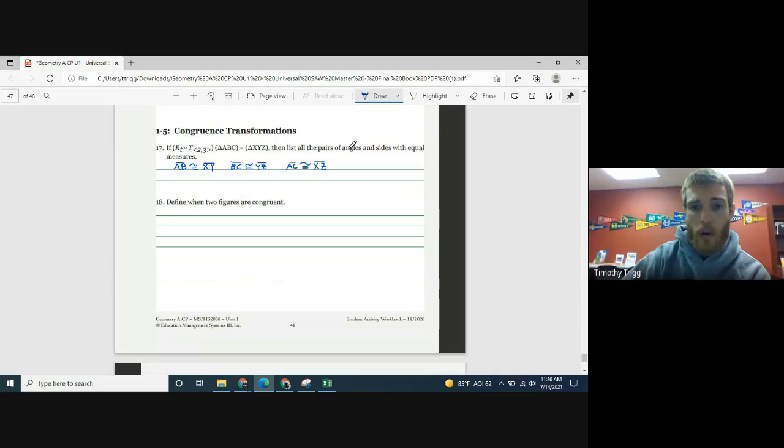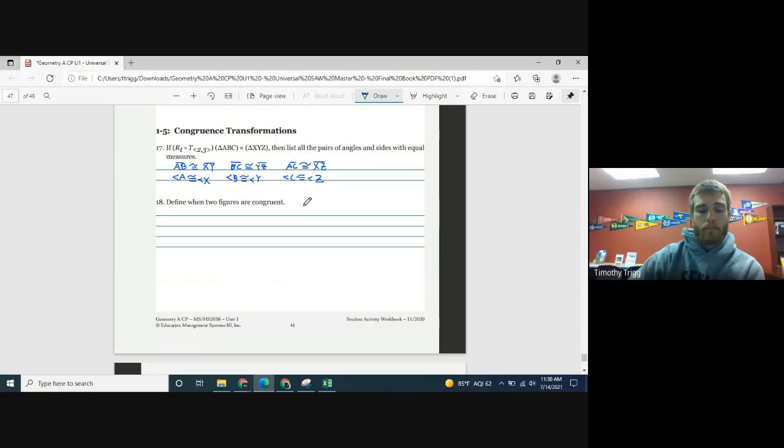Now it says we also want all the pairs of congruent angles. So in this case, angle A will be congruent to angle X. Angle B will be congruent to angle Y. And angle C will be congruent to angle Z. Okay. For angles, we put that little angle symbol in front of it.